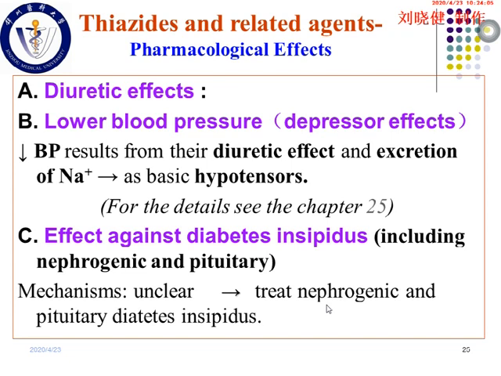So when the patients use thiazides, these drugs can decrease the thirst sensation of the patients, so they decrease water intake. It is useful to improve the symptoms of patients with diabetes insipidus.